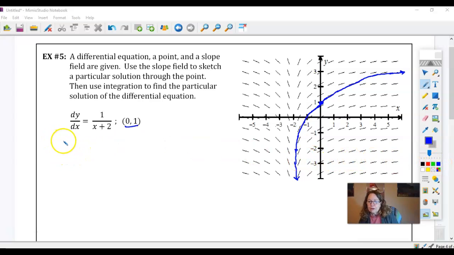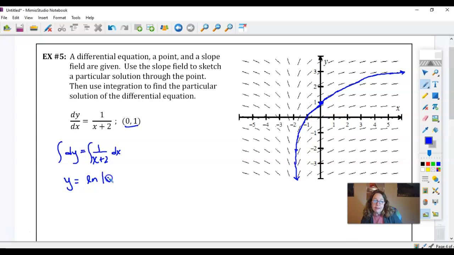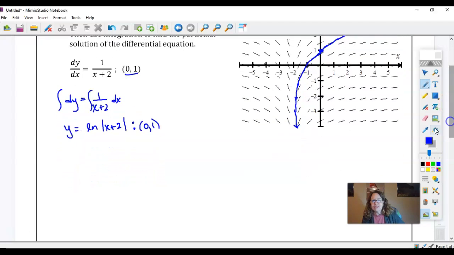Now let's do our separation of variables. So I'm going to leave that x plus 2 on the right. I'm going to move the dx over there, so we just have our dy left. We'll integrate both sides, so y equals the natural log of the absolute value of x plus 2. Right here, don't do anything else. Right here, right now, is whenever you plug in your initial condition or your particular point. 1 equals the natural log of 2. Oops, I made a huge mistake.